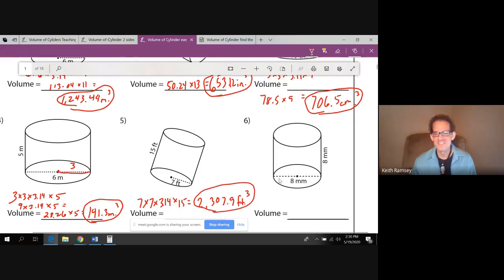Okay, let's look at number 6. So I've got a diameter of 8. I want half of that. So my radius is going to be 4. Okay, so I have 4 times 4 times pi times a height of 8. So now 4 times 4 is 16 times pi is 50.24. I want to multiply that by the height to get the volume. So the height is 8. So my volume is going to be 401.92 cubic millimeters for number 6.